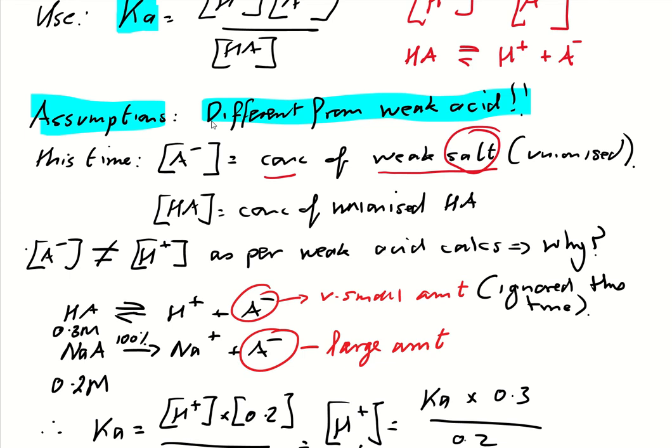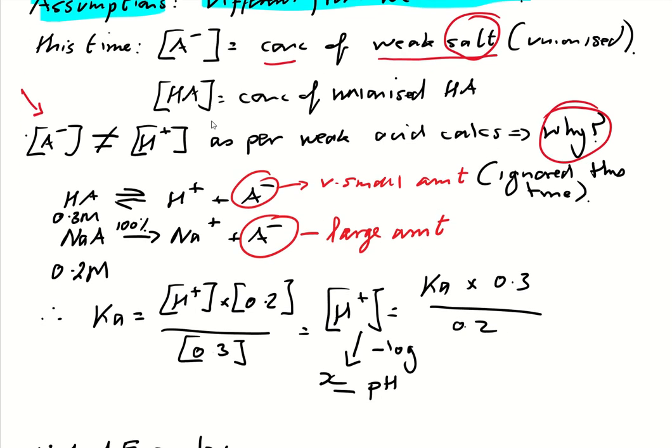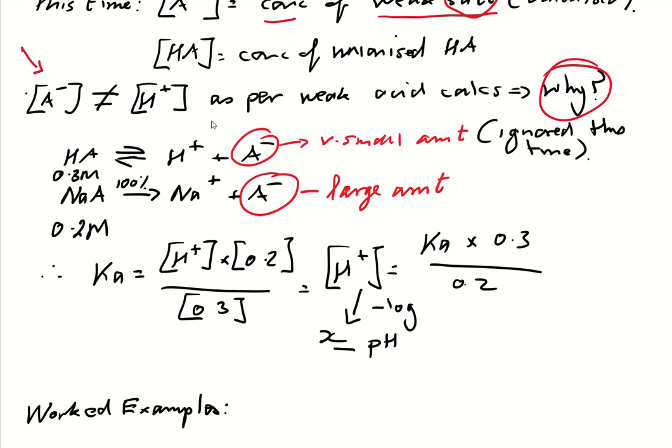Right, but this time, and this is the one that's different, and we need to be cautious here, the A minus, so the anion from the ionization of the weak acid, and the H plus ion concentration are no longer equal. So let's have a look at why that is the case now. If we remind ourselves of the two equations that go on in a buffer, we'll call them 1 and 2 here.